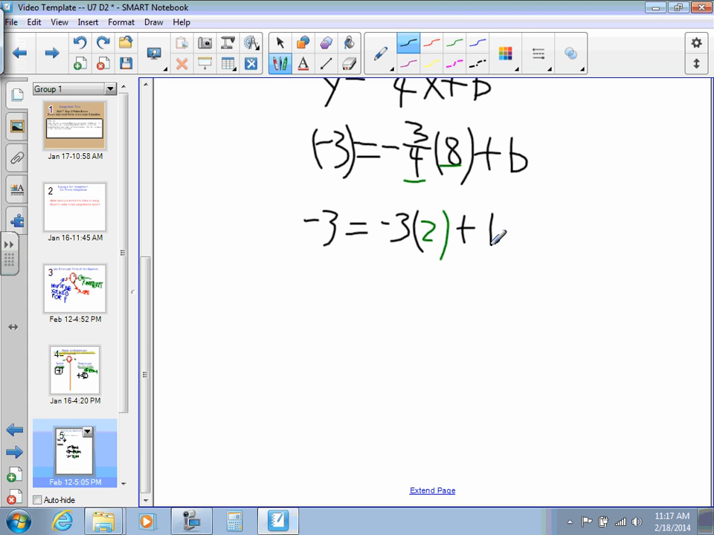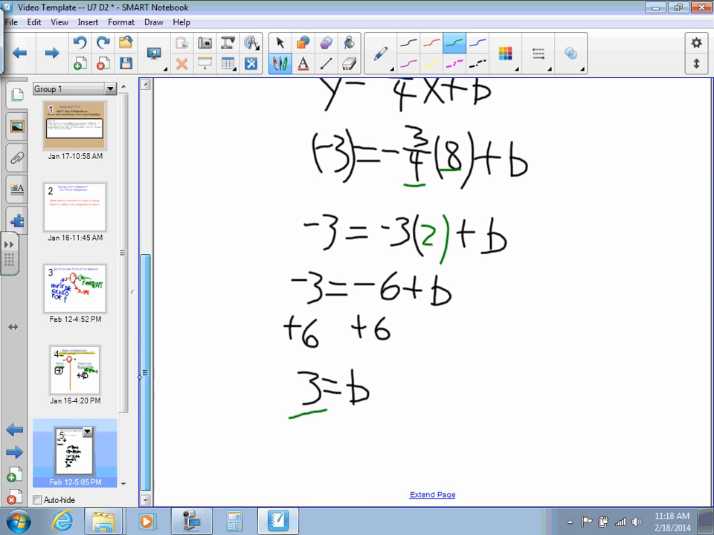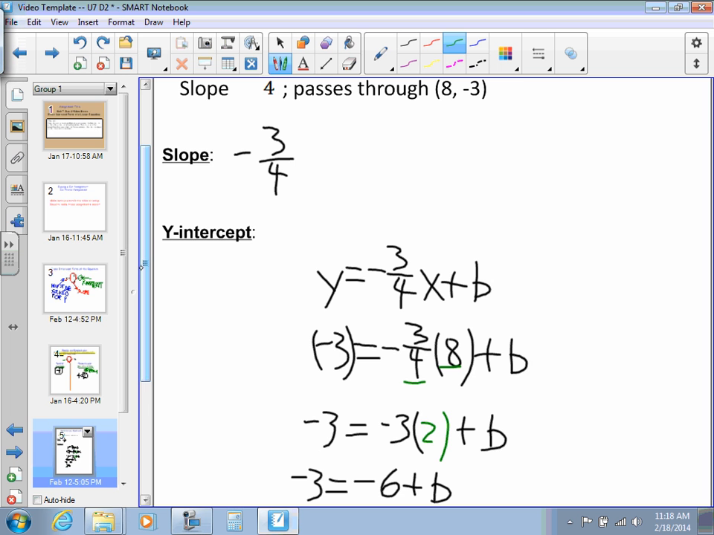And then plus b. Well, let's see here. Negative 3 equals, that's now going to be negative 6 plus b. So now I need to add 6 to both sides of the equal sign, which will leave me with a positive 3 equals b. So my y-intercept is this 3. So let me go up and put in my y-intercept of 3.